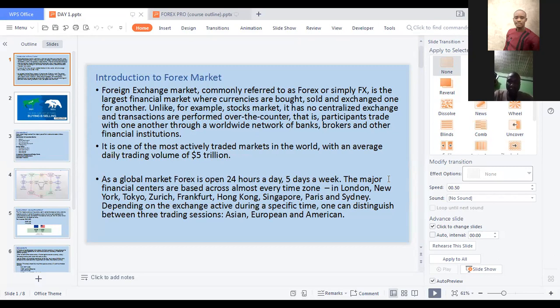And unlike the stock market, it has no centralized exchange, and transactions are performed over the counter. Participants trade with one another through a worldwide network of banks, brokers, and other financial institutions. It is one of the most actively traded markets in the world, with an average daily volume of $5.2 trillion.